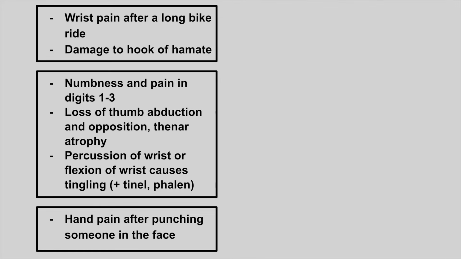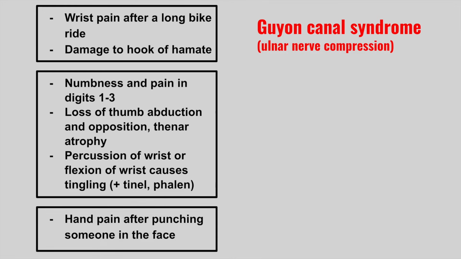Next, we have a patient who has wrist pain after a long bike ride, and there's damage to the hook of hamate. So this is Guyon canal syndrome, which is an ulnar nerve compression.